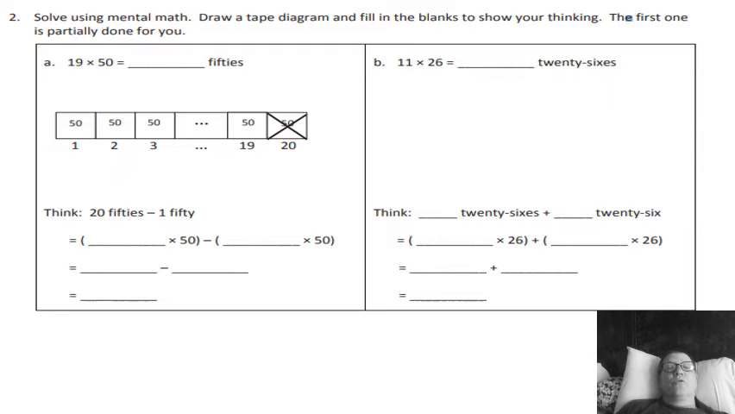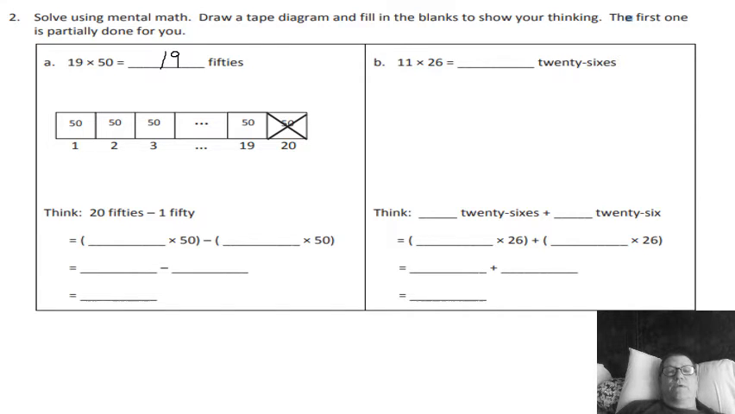Okay, on 2 it says solve using mental math, draw a tape diagram, and fill in the blanks to show your thinking. The first one is partially done. So you see what they've done. They've drawn a tape diagram for us. And up top we're saying this is 19 times 50, so this is 19 50s. And you can see what they've done. They've drawn a tape diagram of 20 50s, because 20 50s are easy to multiply.